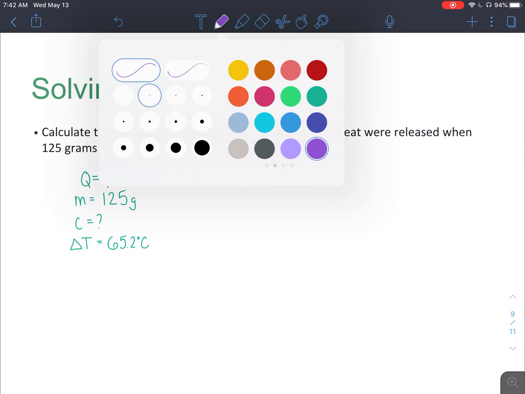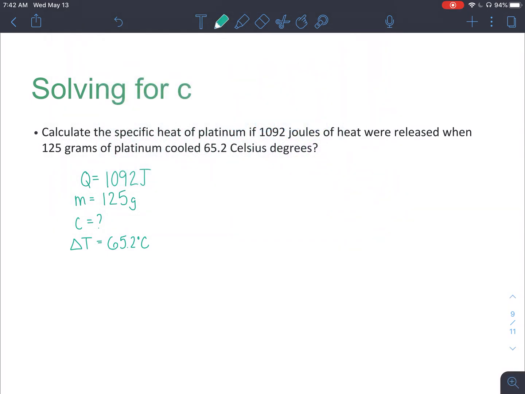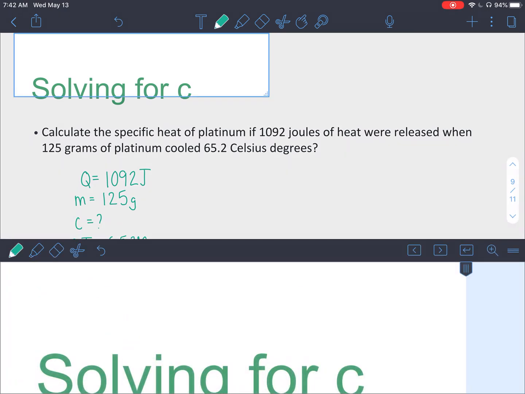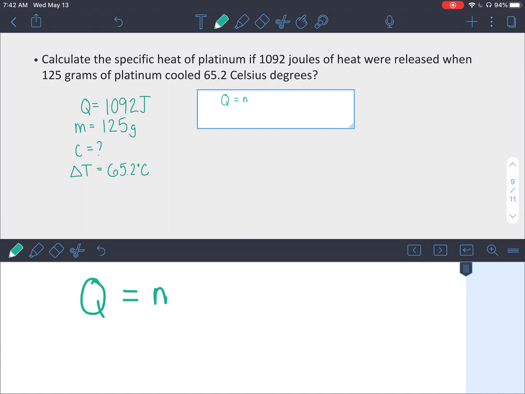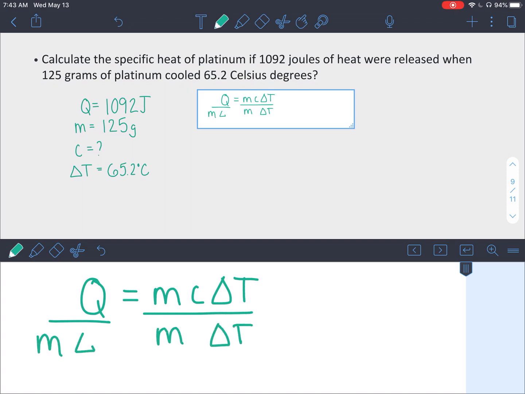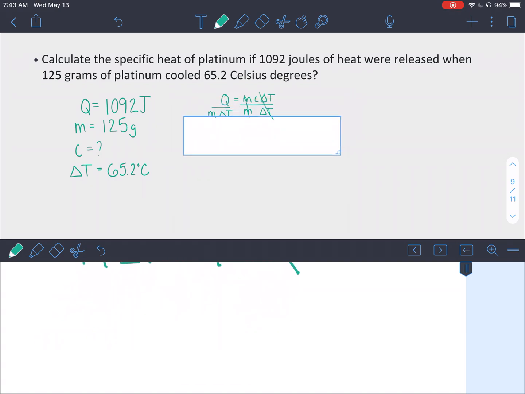New problem, new color. So this one we are solving for specific heat. What I'm going to do is, again, rearrange my equation so that C is all by itself. Just like the last problem, you need to isolate what we want to solve for. We have to cancel out multiplication with division, and what you do to one side, you have to do to both. So solving for C, Q divided by M delta T.